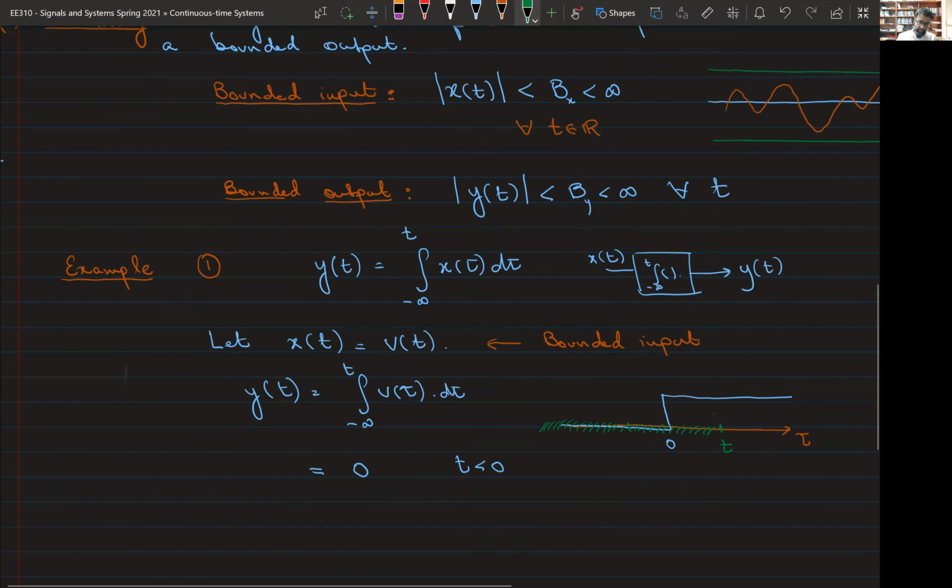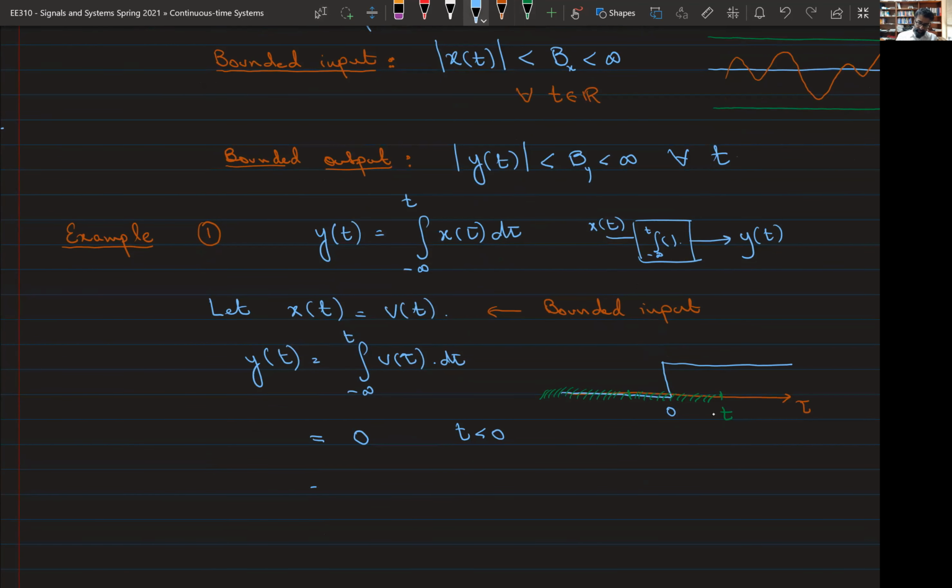So for all values of t which are greater than 0, this would be the integral from 0 all the way up to t of 1 d tau, and this is equal to t. We don't get a constant area. We get an area which starts increasing as I start increasing t. You see, this is a rectangle. So what is the area of the rectangle? The area under the curve is t.